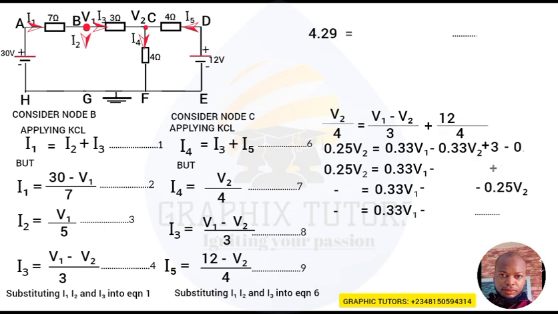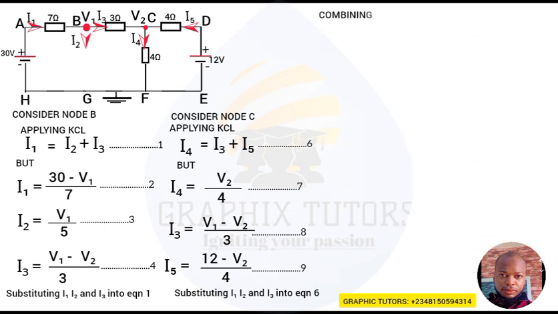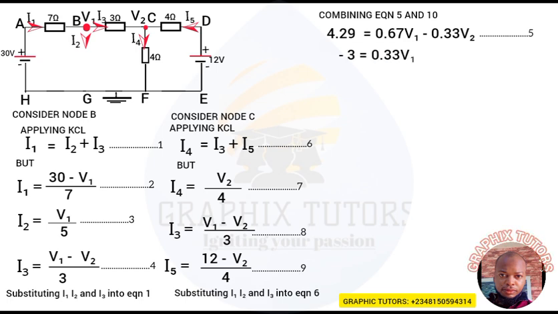Now, we'll now combine equation 5 and 10 together, solve it simultaneously. So this is my equation 5 and 10, that is 4.29 equals to 0.67 V1 minus 0.33 V2, that is my equation 5, and minus 3 is equals to 0.33 V1 minus 0.83 V2, that is my equation 10.